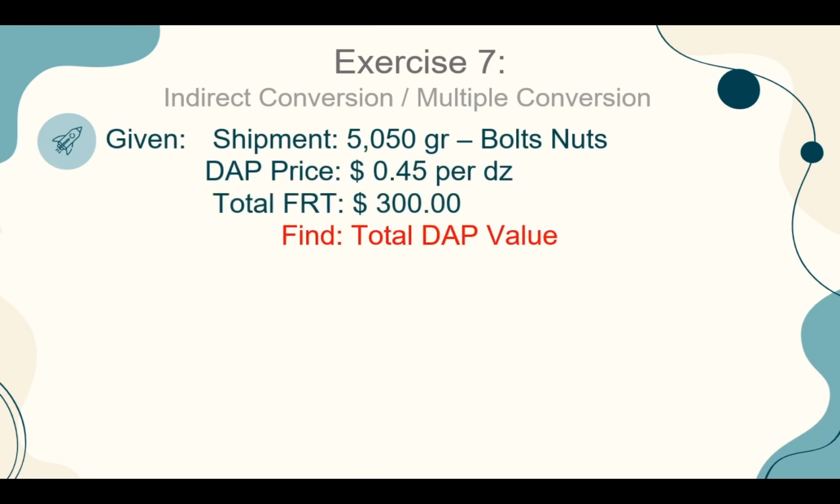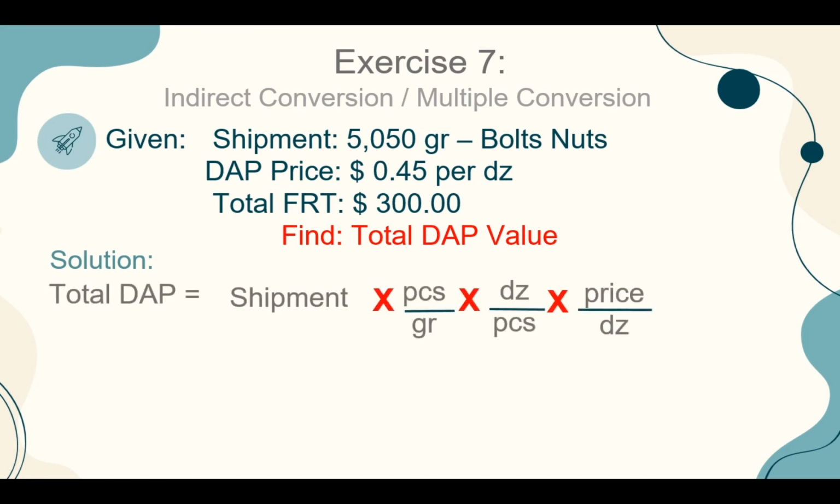Indirect conversion or multiple conversion. So, meron na naman tayong Incoterms. So, our shipment is 5,050 gross of bolt nuts, and our DAP price is $0.45 per dozen. So, our total freight is $300. So, let's find the DAP value. The total DAP value, rather. So, our total DAP is equal to our shipment multiplied by the pieces per gross. And then, multiplied again by the dozen per pieces. And then, multiply again by the price per dozen.